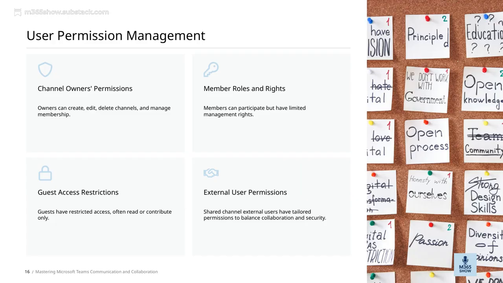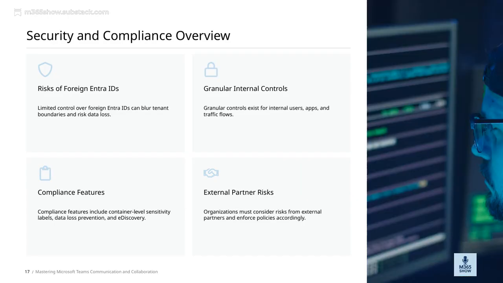This hierarchy ensures that everyone has appropriate control based on their role, which is crucial for maintaining both effective collaboration and security across our organization. Connecting this to our overall theme, understanding and managing these permissions effectively helps us foster a secure and productive environment in Microsoft Teams. Let's take a closer look at the security and compliance aspects of Microsoft Teams.